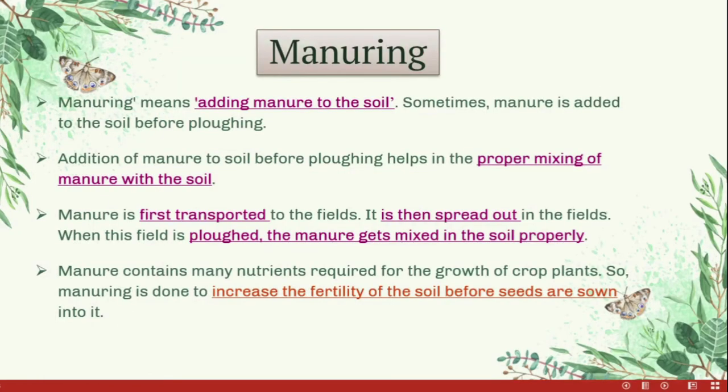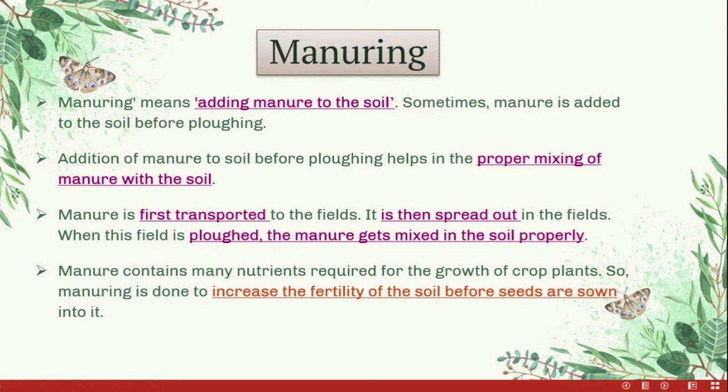Next one is manuring. Before that, you have to know what manure is. A manure is a natural substance obtained by the decomposition of animal waste like cow dung, human waste, and plant residues, which supplies essential elements and humus to the soil and makes it more fertile.